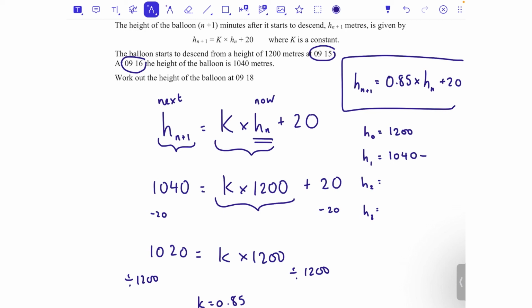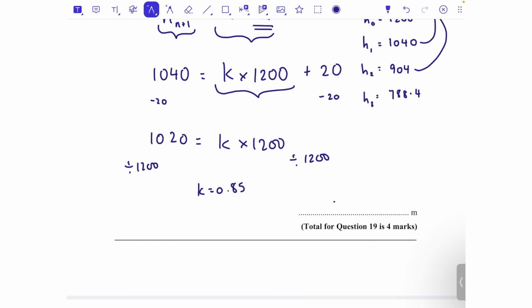I'm now going to put 1,040 in here. I'm going to times it by 0.85, and I'm going to add 20. And that gets me 904. To get the next value, I'm going to put 904 in here. So 0.85 times 904, add 20, is 788.4, and that's going to be the height of the balloon at 9:18. Yep, that's it, 788.4 for 4 marks.